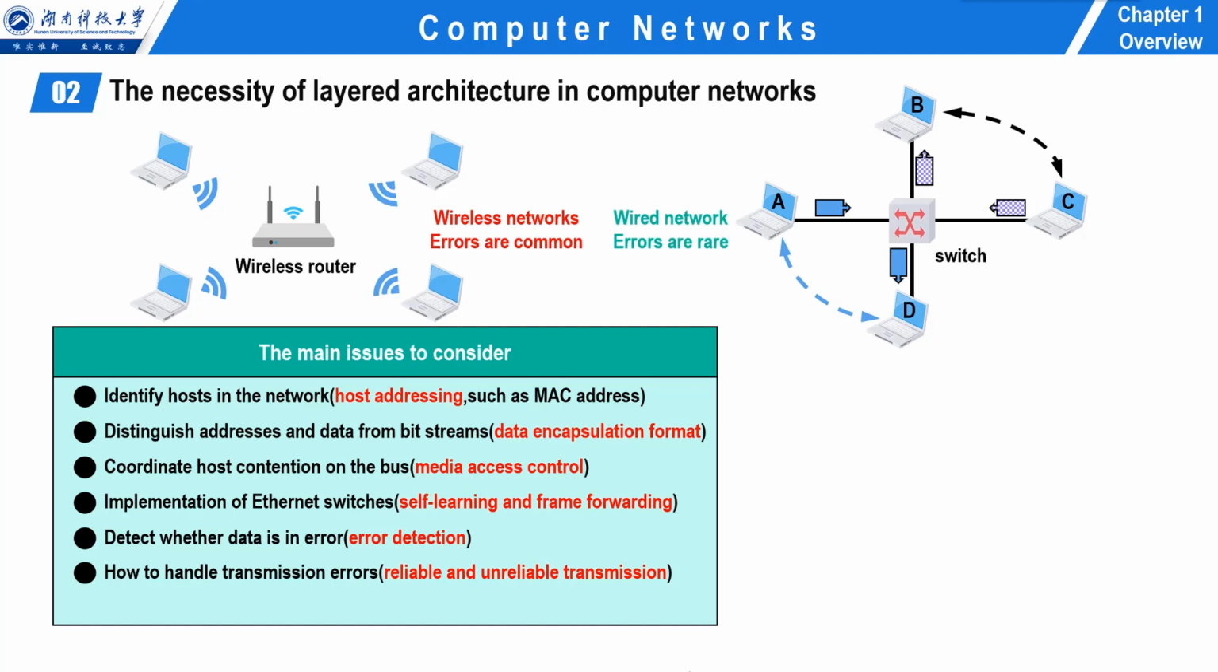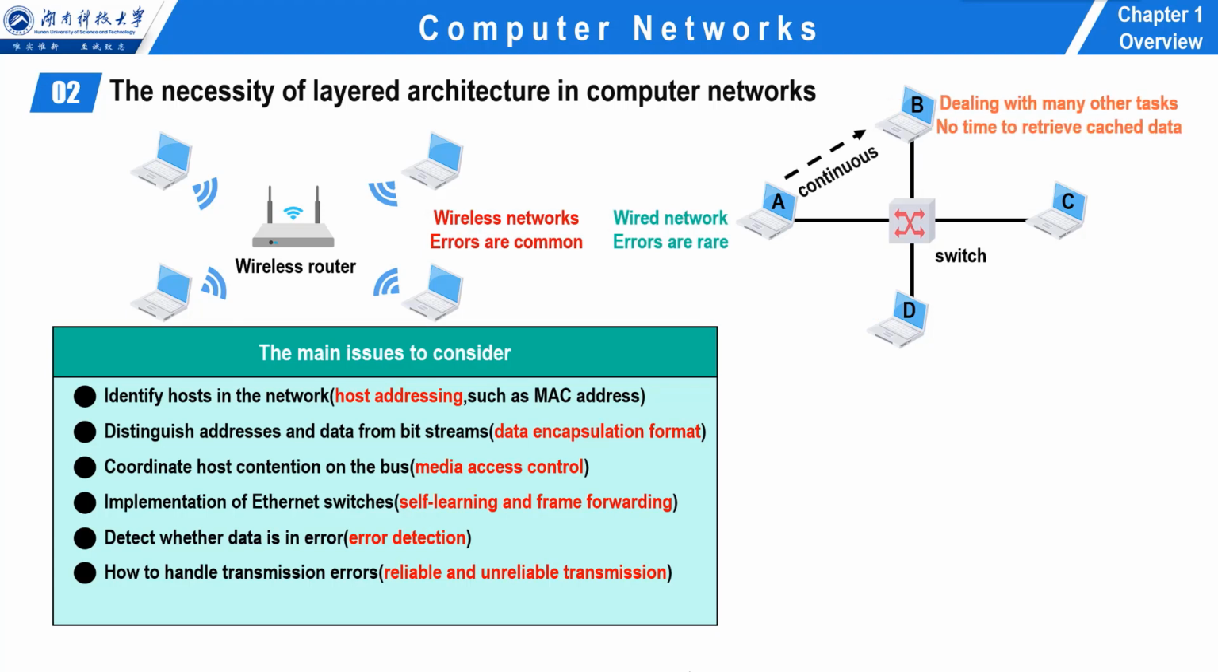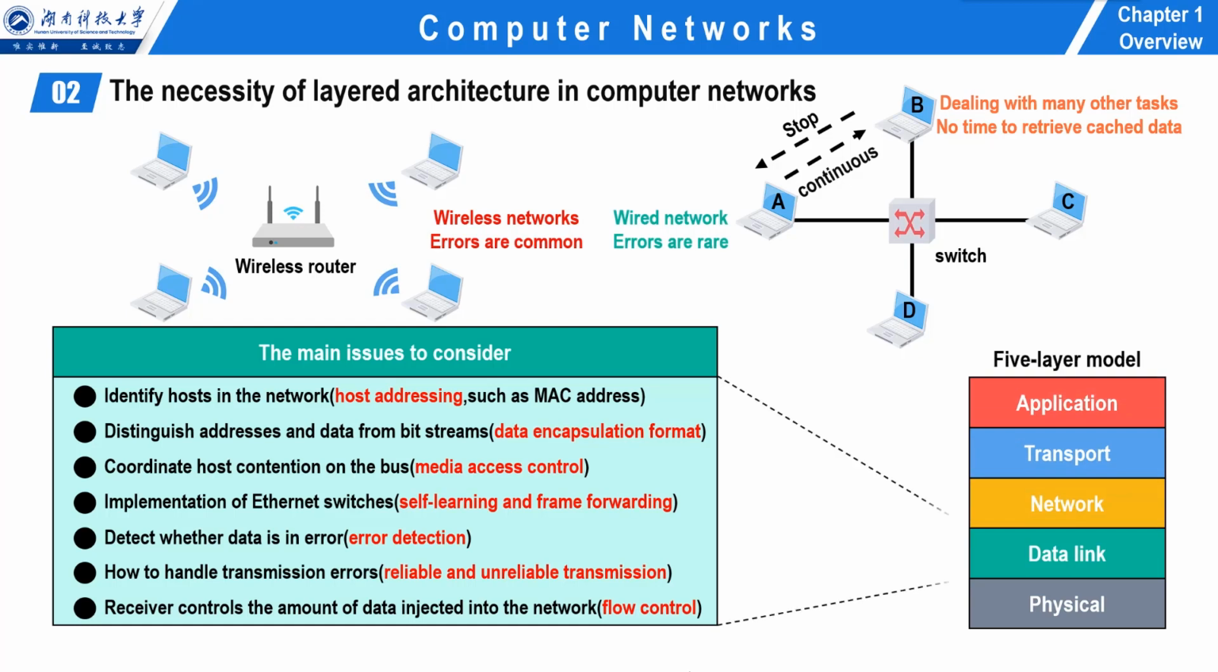Let's consider another scenario. Host A continuously sends data to host B, but host B is busy processing many other tasks and cannot retrieve cached data in the input buffer in time. So, host B sends a notification to host A to stop sending, which leads to the issue of the receiver controlling the amount of data injected into the network by the sender, known as flow control. We can categorize these issues into the data link layer.